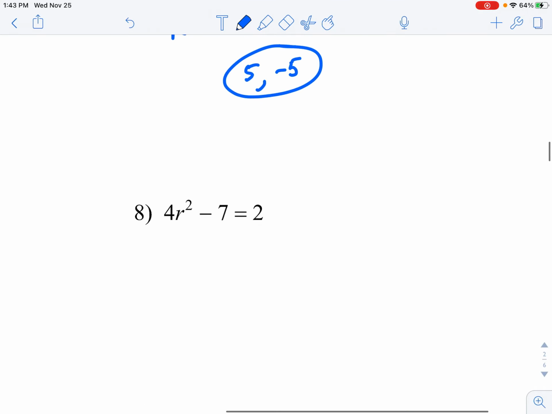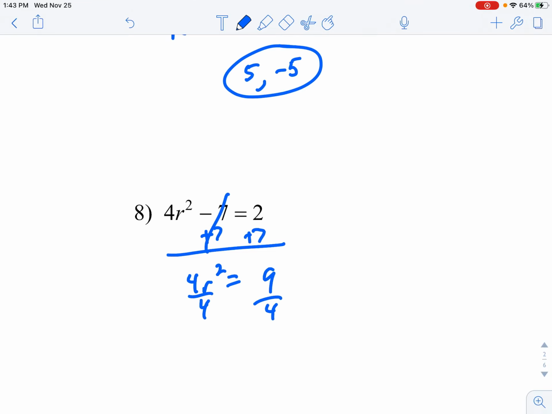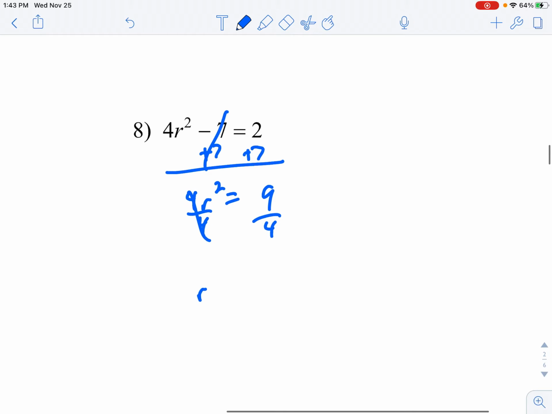So okay, we have a multi-step problem here. There's several steps we need to do to make this work. First, add 7 to both sides. 4r squared equals 9. Then divide by 4 on each side. R squared equals 9/4. You can't really simplify 9/4 or work it out.